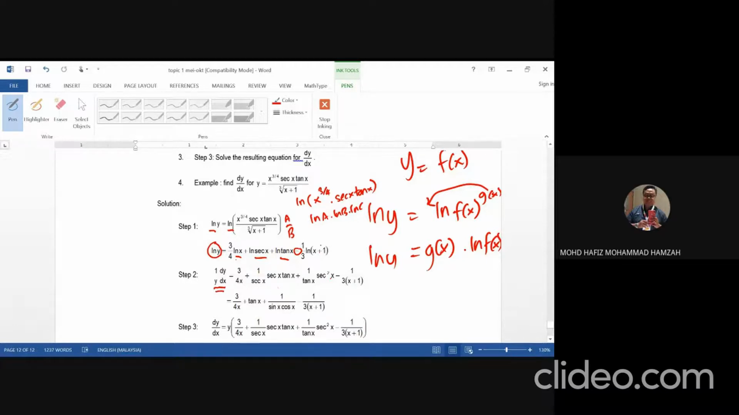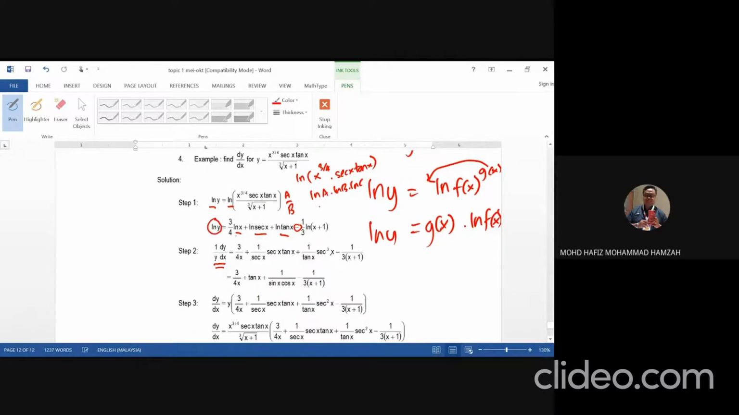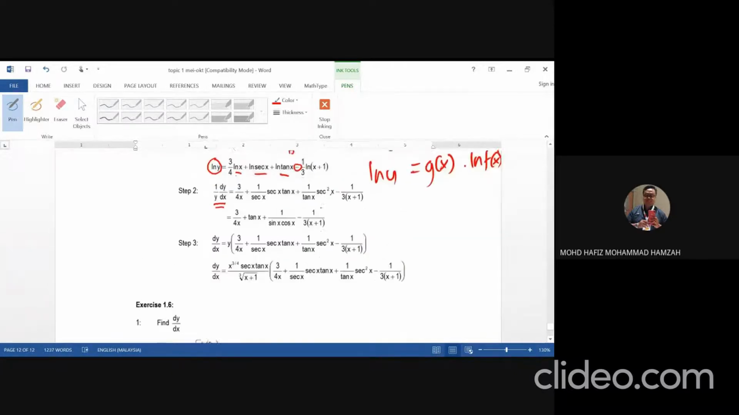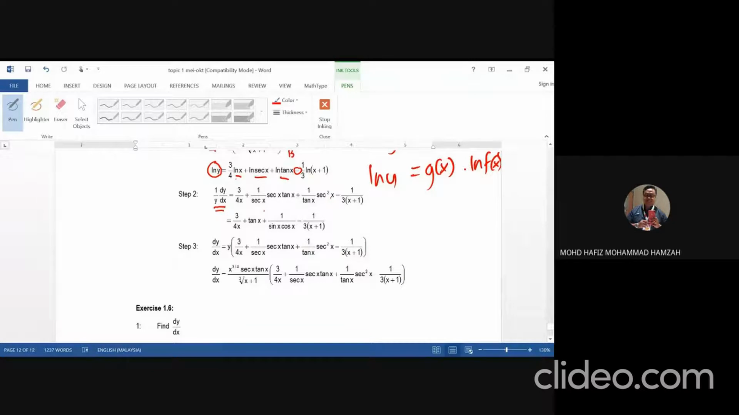And then dia simplify kan. Okay, so dia simplify, dia cancel out lah secant dengan secant ni. So tinggal lah tangent. Lepas tu secant square adalah 1 over cos. Tangent is sine over cos. So cancel out, akan tinggal yang ni. Okay, so dah simplify kan, we get this one. Step yang terakhir adalah you bring y yang sebelah sini ke sebelah sana. So ini bahagi. Bila bawa sebelah sini, dia akan jadi darab lah.